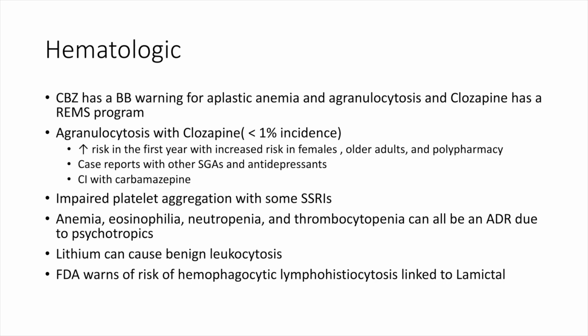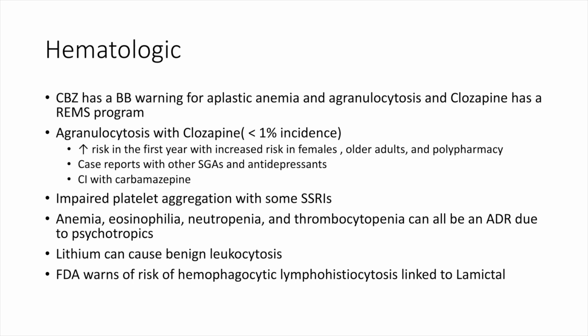Agranulocytosis occurs with clozapine, but there's less than a 1% incidence. There's a higher risk in the first year with increased risk in females, older adults, and polypharmacy. There are case reports with other second-generation antipsychotics and antidepressants. And actually, package inserts of some of the antipsychotics will say to discontinue the antipsychotic if their neutrophil count falls below 1.0. And clozapine, again, is contraindicated with carbamazepine.